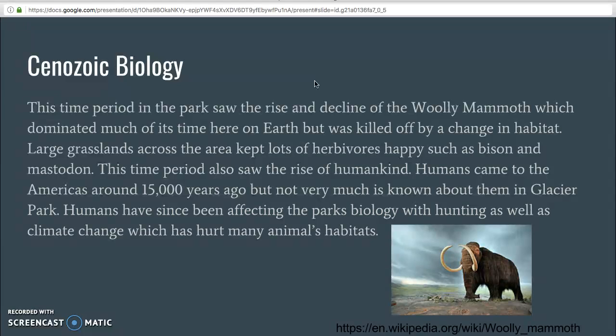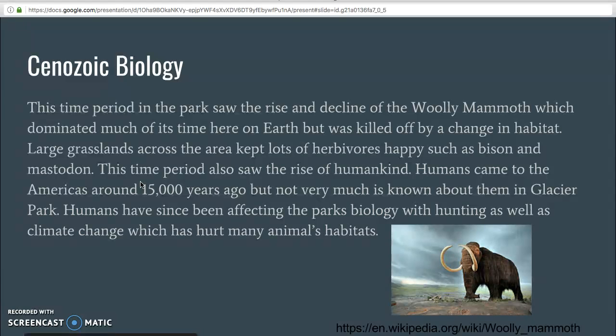This time period also saw the rise of humankind. Humans came into the Americas around 15,000 years ago, but not much is known about if they made it to Glacier Park way back then. Humans have since been affecting the park's biology and geology with hunting, as well as climate change, which has hurt many animals' habitats.